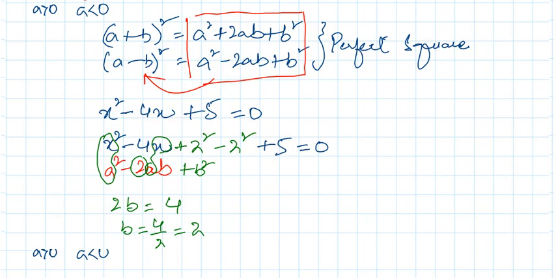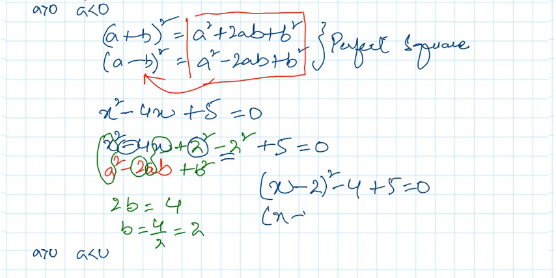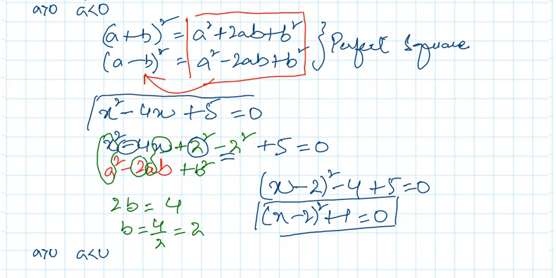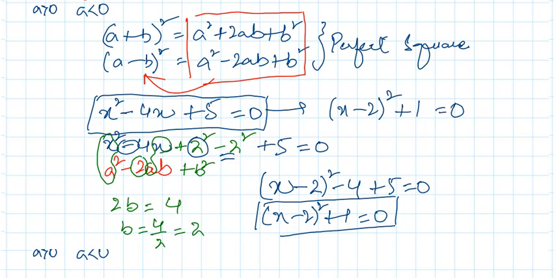This x, this minus sign, this 2 whole square, and then minus 2 square is remaining, so minus 4 plus 5 equals to 0. So (x minus 2) whole square minus 4 plus 5 is plus 1 equals to 0. This is the vertex form I got of this standard form. This is the vertex form I got by using the completing square method. Let me give you one more example of this, then we'll stop this discussion for today. We will discuss a few more things in the next class, and then we'll practice about this.